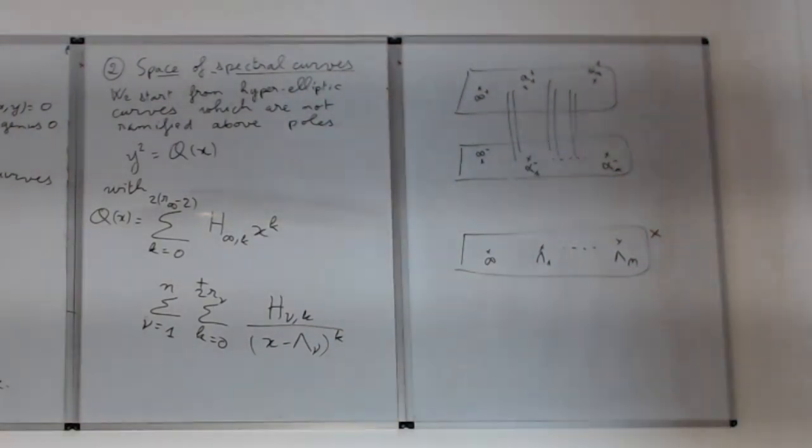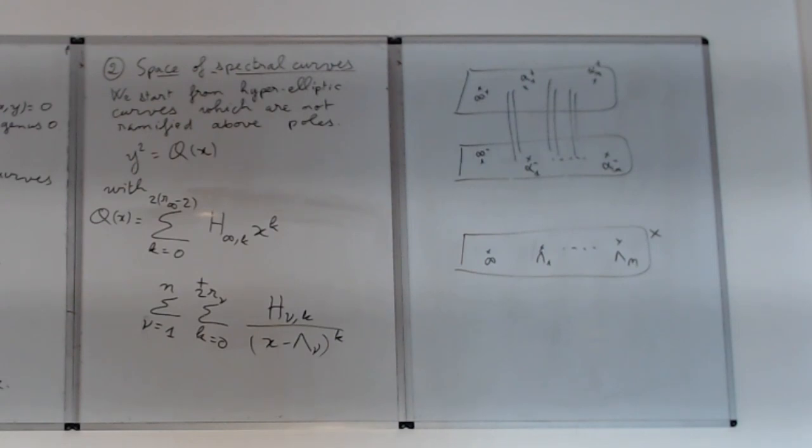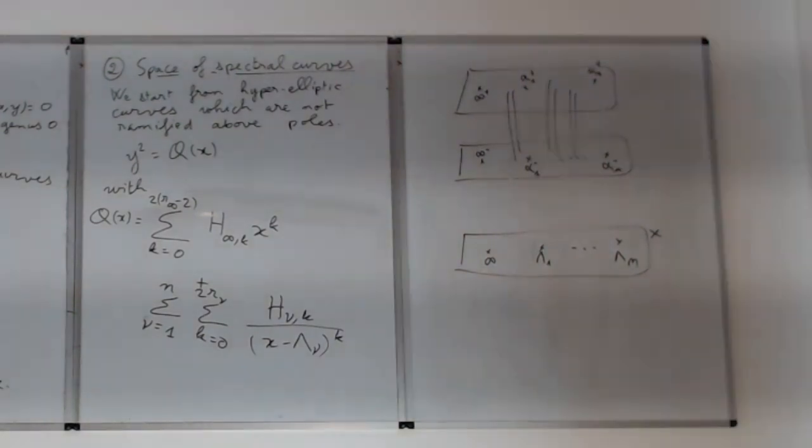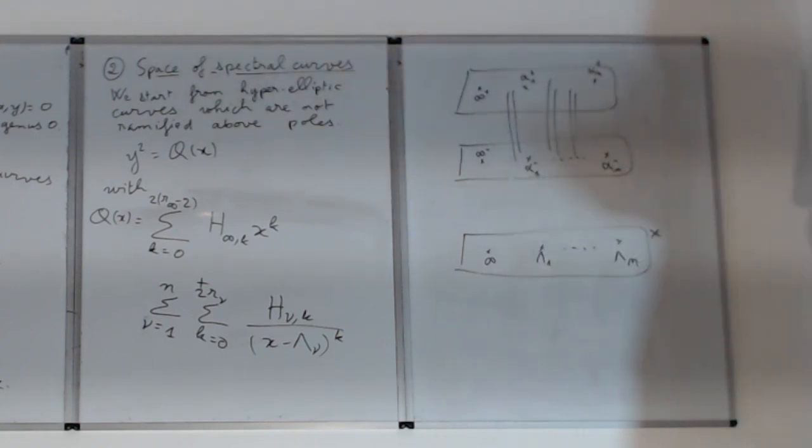Sorry? Can you say again, do the lambdas have to be real? No, no, they don't have to be real. These are just arbitrary points in the complex plane.